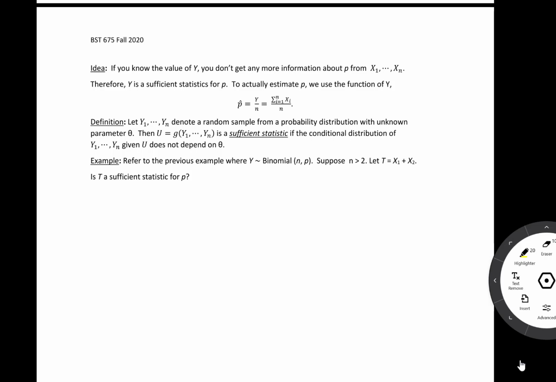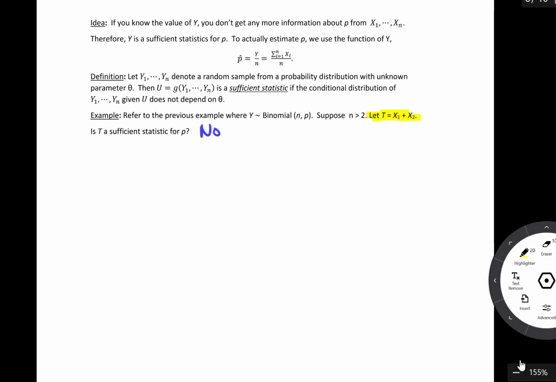So let's refer to that previous example where Y was distributed binomial in p. Now let's let T be equal to X1 plus X2, in other words, just the first two, and the question is, is T a sufficient statistic? So before we even show this, keep in mind here, we're only looking at the first two successes and failures. We're ignoring the other n minus 2 pieces of information, which are obviously going to contain information about p. So just intuitively, we should know that we are going to find that this is not sufficient. But let's see how we can actually do that.